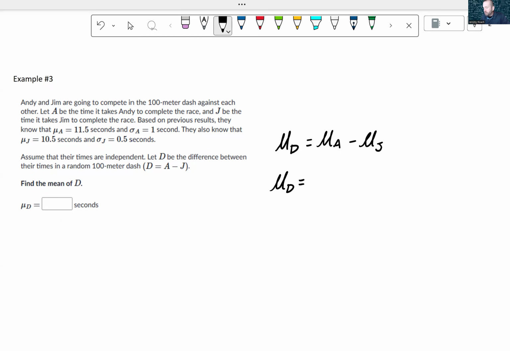It's much, much easier of a problem. Let's just do 11.5 minus 10.5. So the mean of D is just 1.0.